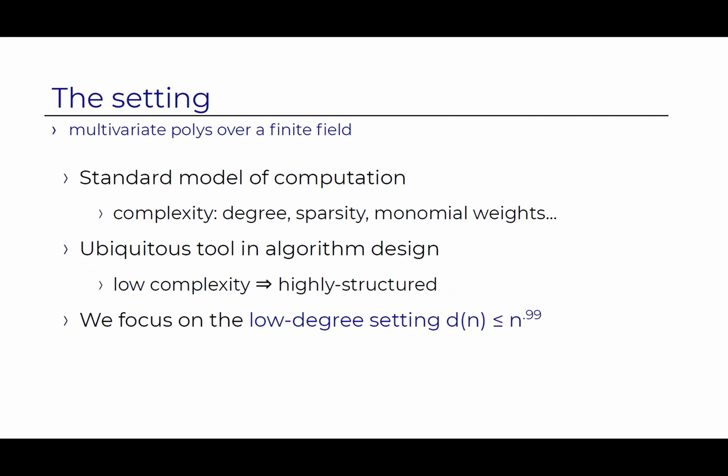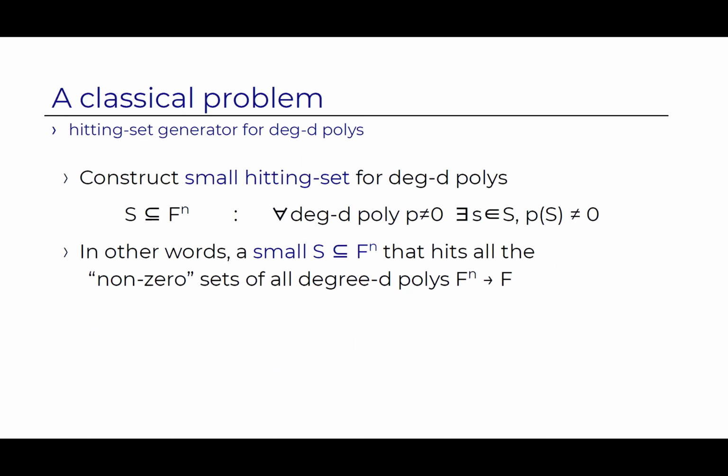And we're going to talk again about the low degree setting. So it's a low total degree. And the classical problem, which is the third talk in a row, is the PIT problem in the black box setting. So we want to construct a small subset of the domain F to the n, such that for every degree d polynomial, there exists some element in the small subset on which the polynomial is non-zero.